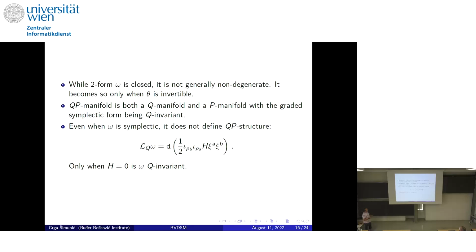Now, even when it does exist, it is not enough to have both Q and P structure in order to have the QP structure. We need, for the QP structure, the symplectic form to be Q invariant as well, meaning that the Lie derivative of omega along Q needs to vanish. Specifically for the omega that we had, this Lie derivative takes this form, so it depends on H. Meaning that in the presence of the Wess-Zumino term, this compatibility condition is obstructed. So the presence of the QP structure is obstructed, thus preventing us from using the AKSZ method.